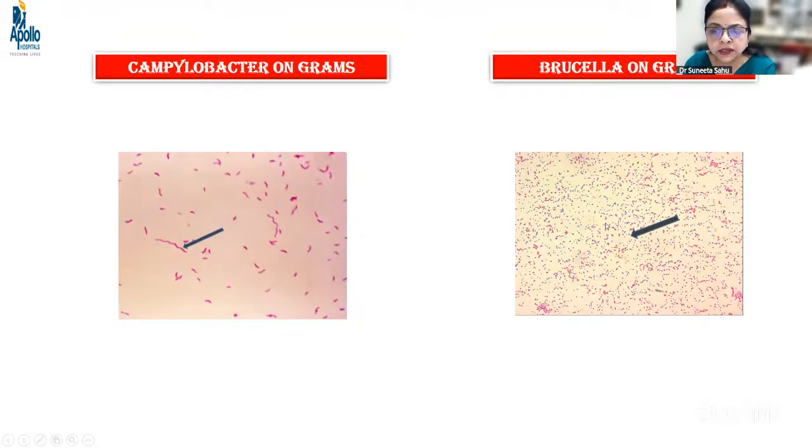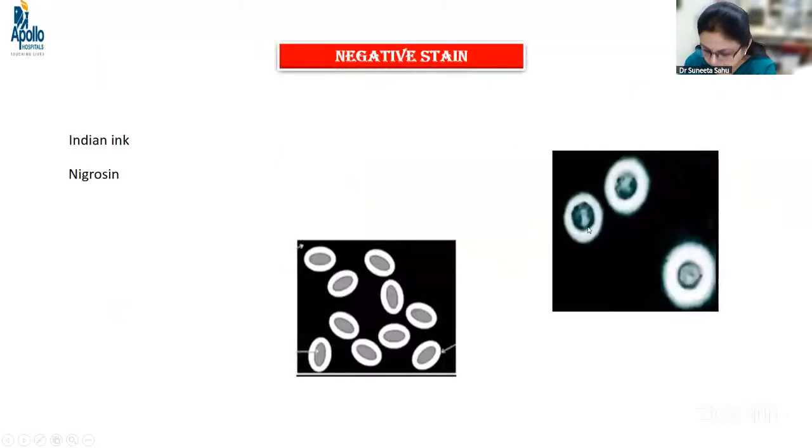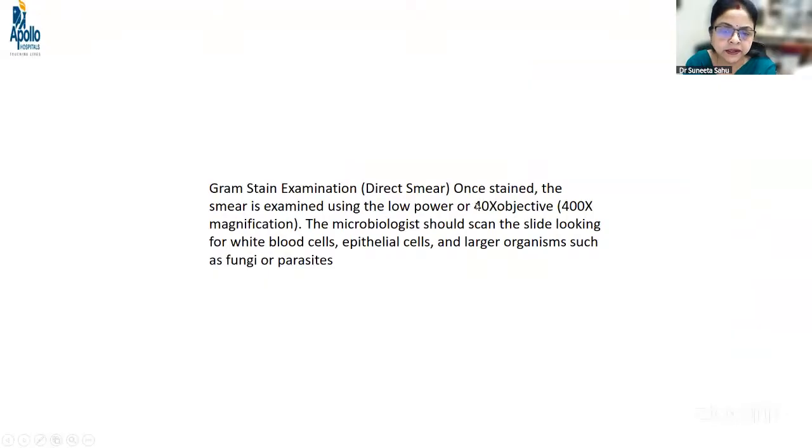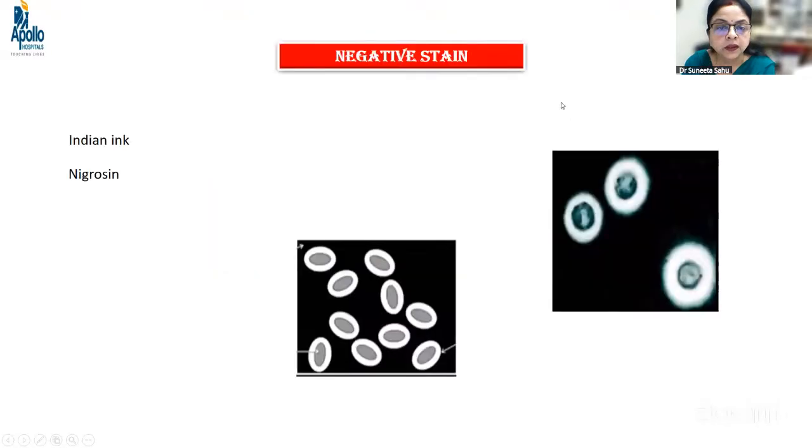And similarly, Brucella appears like grains on the gram stain, and this appears like this, and we can give a hint of the type of organisms present. Now, when we do a gram stain and see it under low power, as a microbiologist, we should see the WBCs, the epithelial cells, and larger organisms like fungi or parasites, because budding yeast are usually seen on a gram stain. Another important stain is the negative stain, and the stains used are Indian ink and nigrosin.